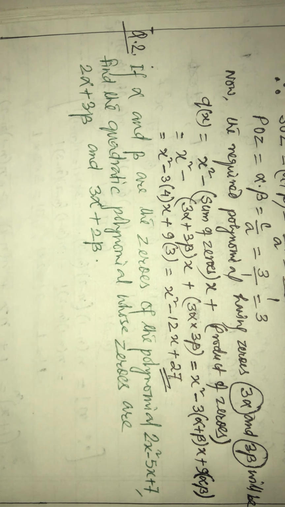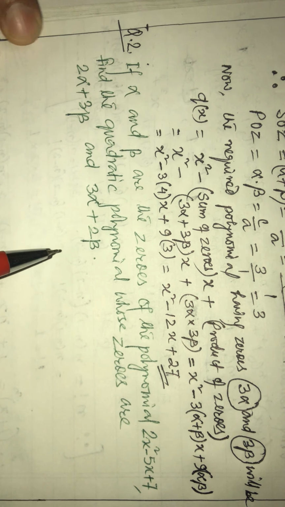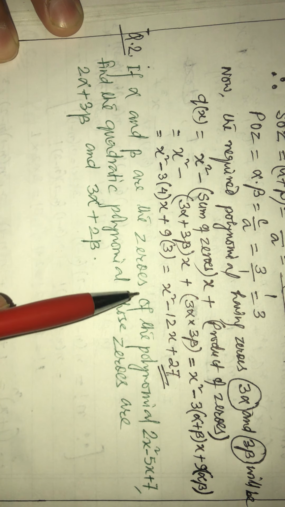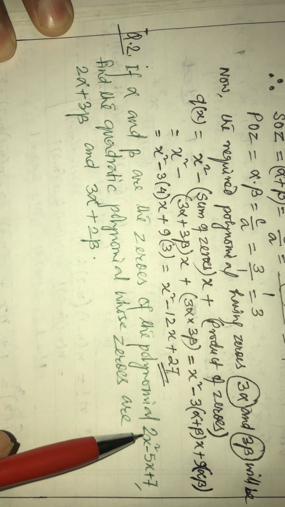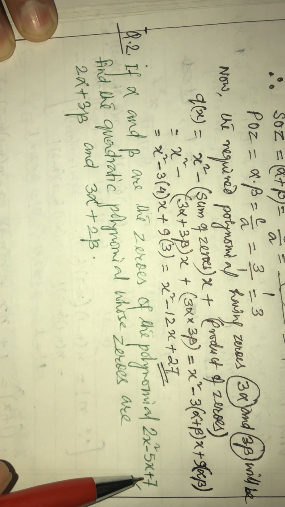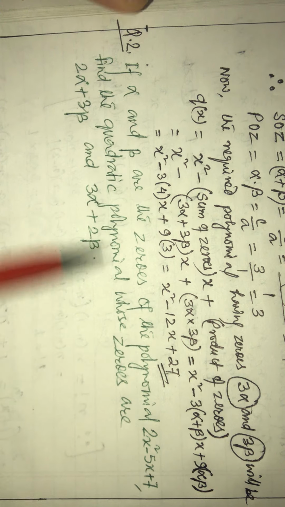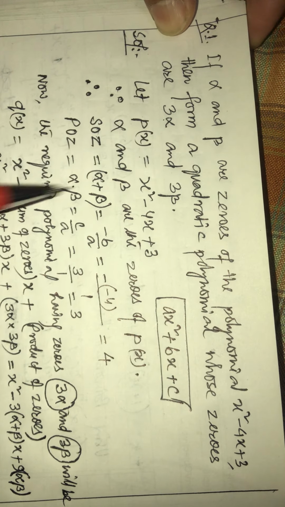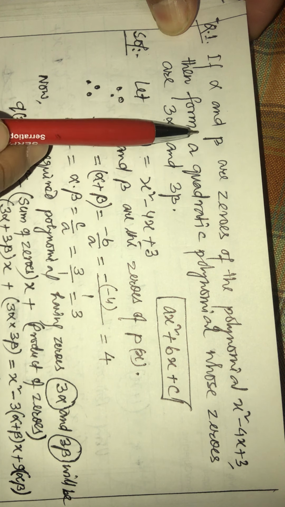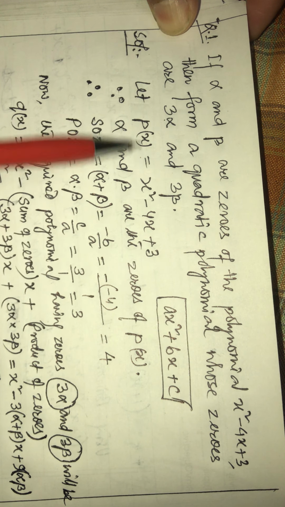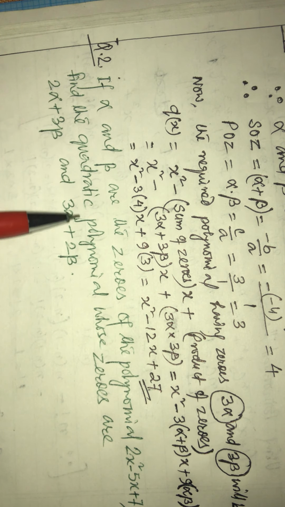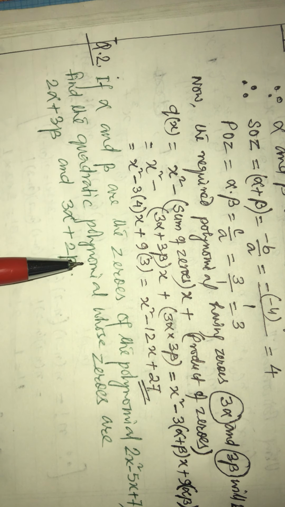So here is the question, almost the same, only the values are slightly different. If alpha and beta are the zeros of the quadratic polynomial 2x square minus 5x plus 7, see, it is the same as number 1. Find the quadratic polynomial. In question number 1 it was said to form a quadratic polynomial whose zeros are these. So here it is the same, only here it is said to find the quadratic polynomial. See, it is the same, so we can easily make out.